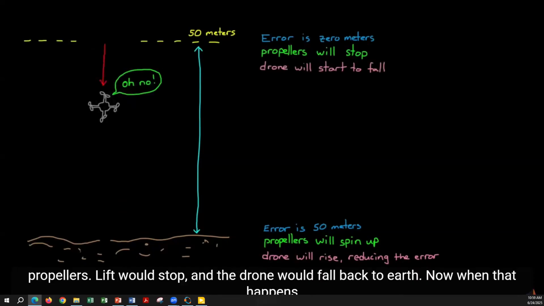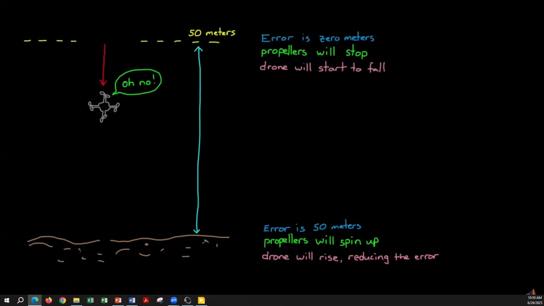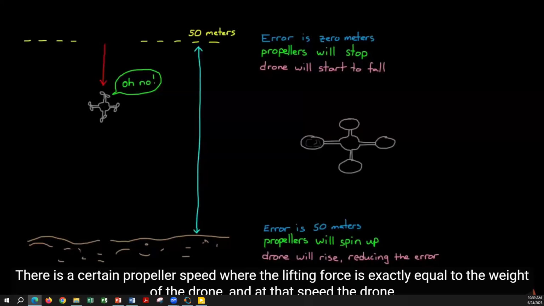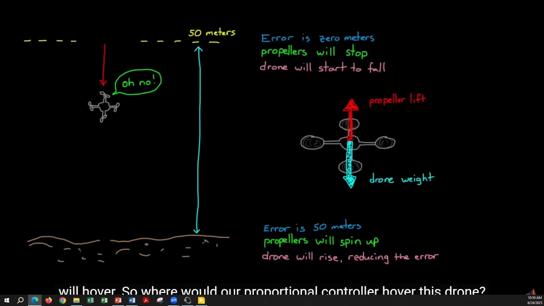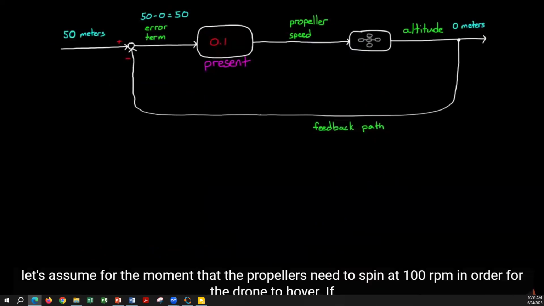Now when that happens, the propeller speed would start to increase again as the error grew. There is a certain propeller speed where the lifting force is exactly equal to the weight of the drone, and at that speed, the drone will hover. So where would our proportional controller hover this drone? Well, that depends on the controller gain. Now let's assume for the moment that the propellers need to spin at 100 RPM in order for the drone to hover.